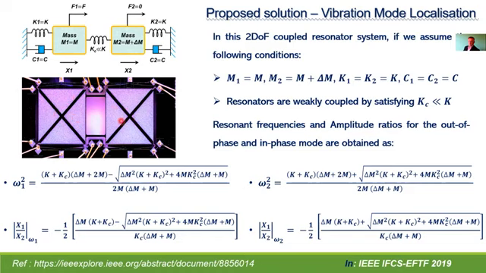and observing the amplitude ratio. So for this coupled resonator system, these are the equations for the resonant frequency at the out of phase mode and the in phase mode. Similarly, these are the equations for the amplitude ratio obtained from this coupled resonator system when they are operating at its out of phase mode and in phase mode.